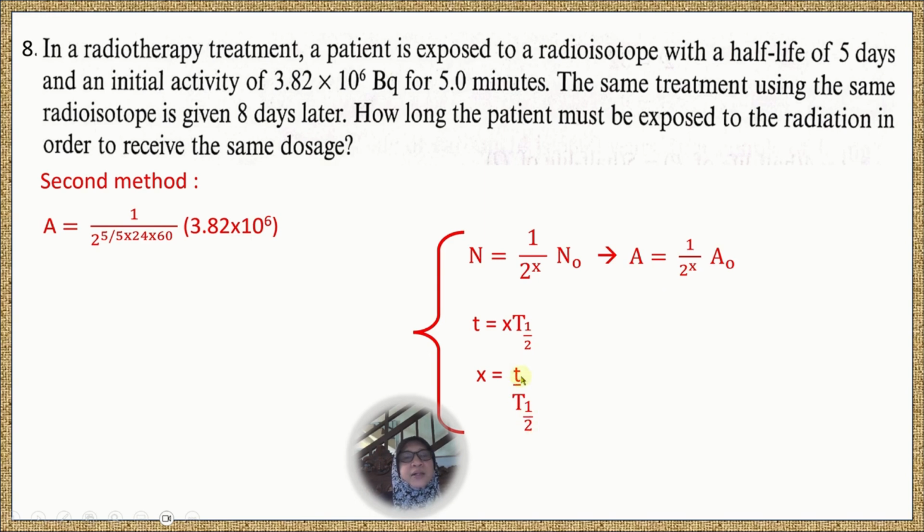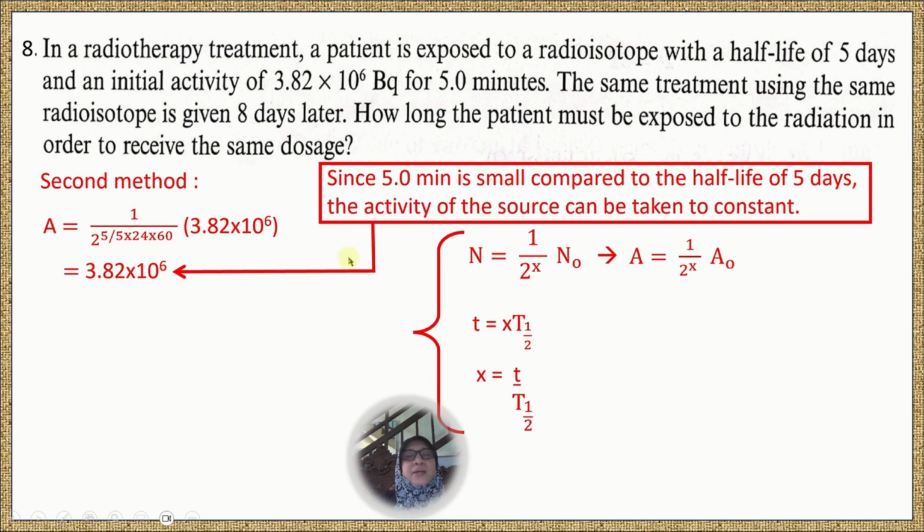So T is 5 minutes over 5 days, converted to minutes. Okay, so we get 3.82 times 10 to the 6. So we get the same answer because 5 minutes compared to 5 days is too short. So that's why we get the same answer here. So the mathematical logic is there. Okay, you can see that the activity will remain the same.